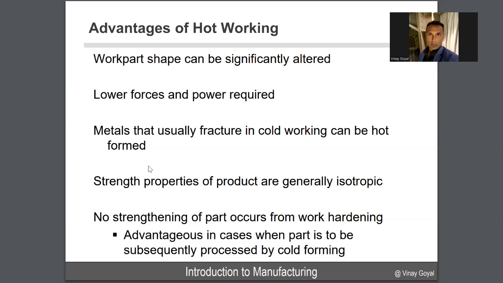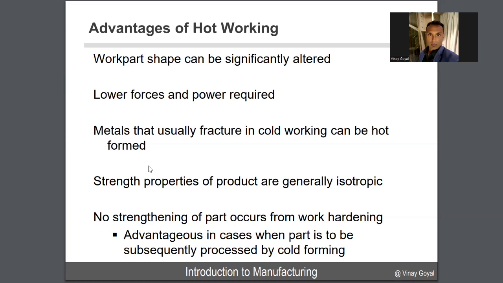Lower forces and powers are required. The metals that usually fracture in cold working can be hot formed in this case. So if the other ones didn't work, these ones can work. And then the strength properties of products are generally isotropic. So you don't have the orthotropic behavior we saw with cold working. No strengthening of the part occurs from work hardening, so it's advantageous in cases where the part is to be subsequently processed by cold forming.